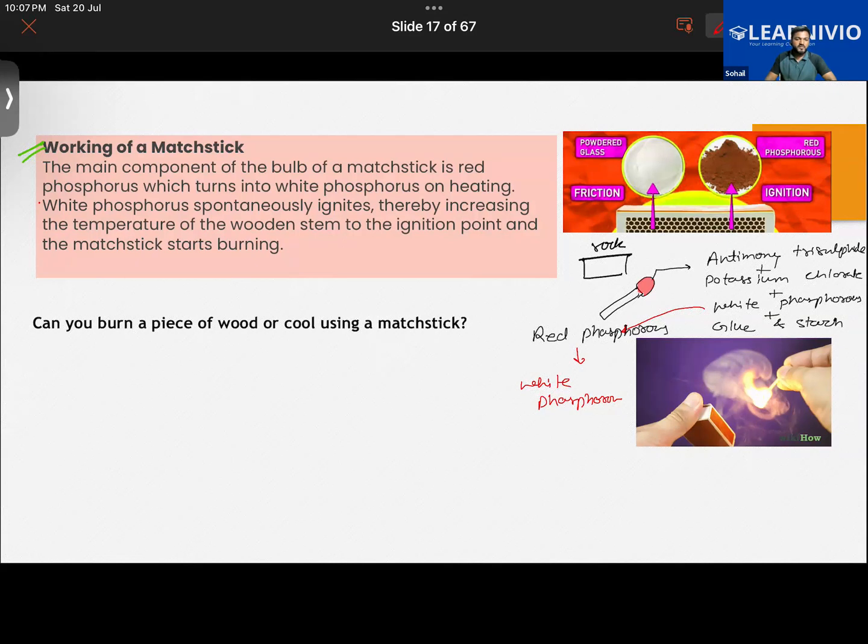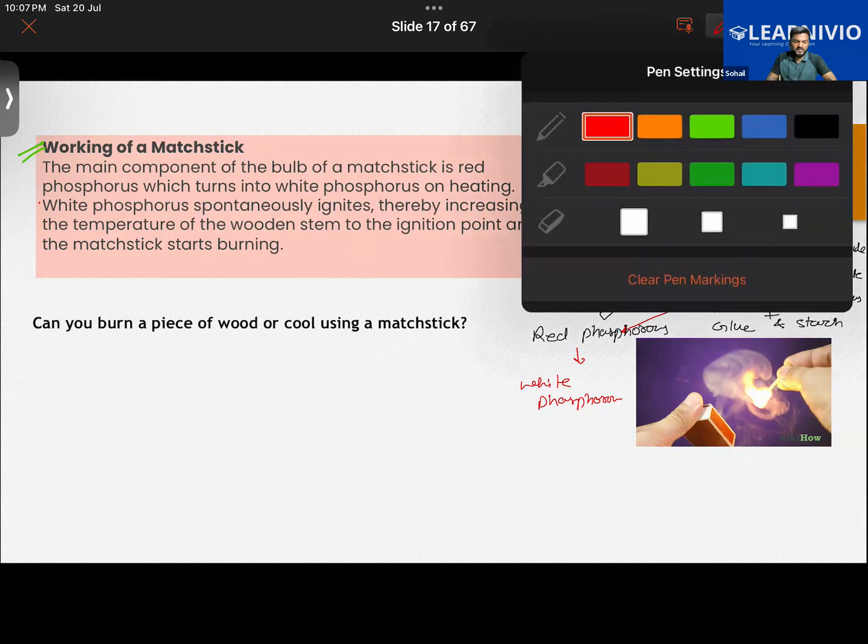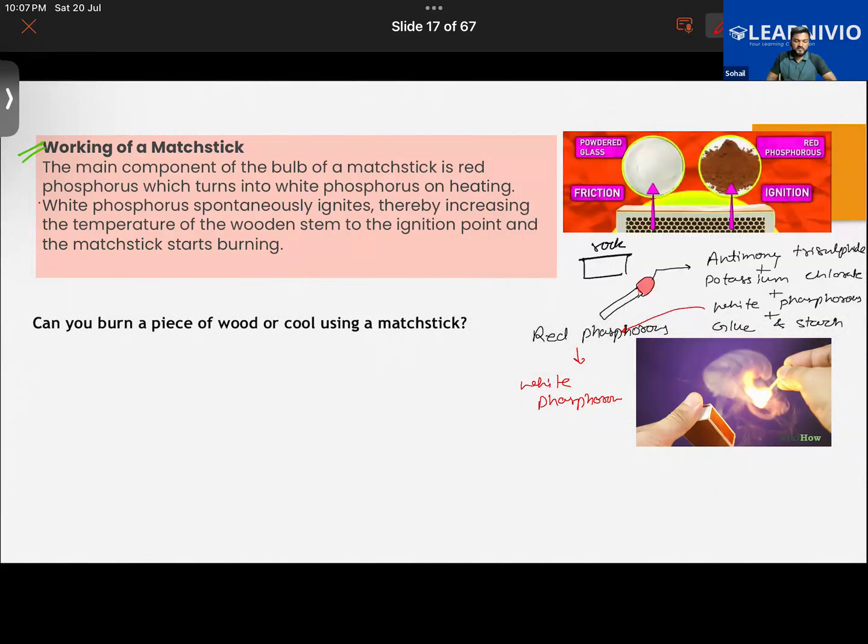Have you ever tried doing so? For example, if I were to just have a piece of coal in my hand, even if I were to use the full packet of matchsticks, I wouldn't be able to burn it. The reason is that the ignition temperature of the wood or coal will not be met just by burning a matchstick. Getting it now?